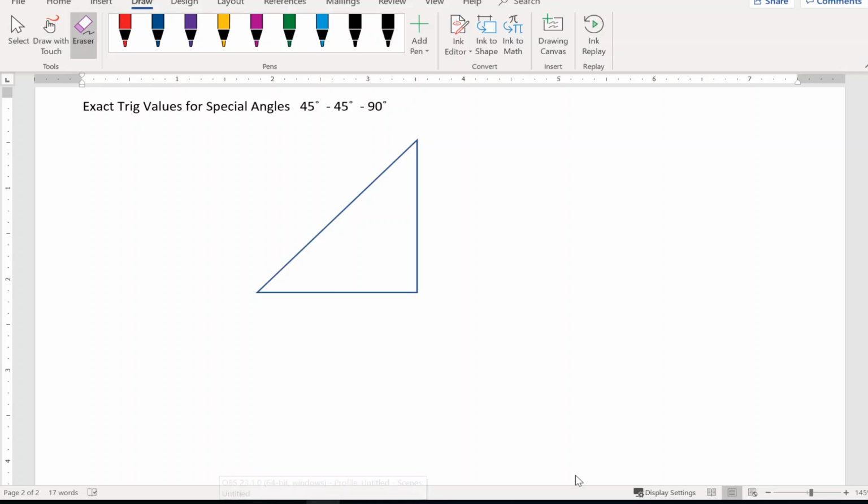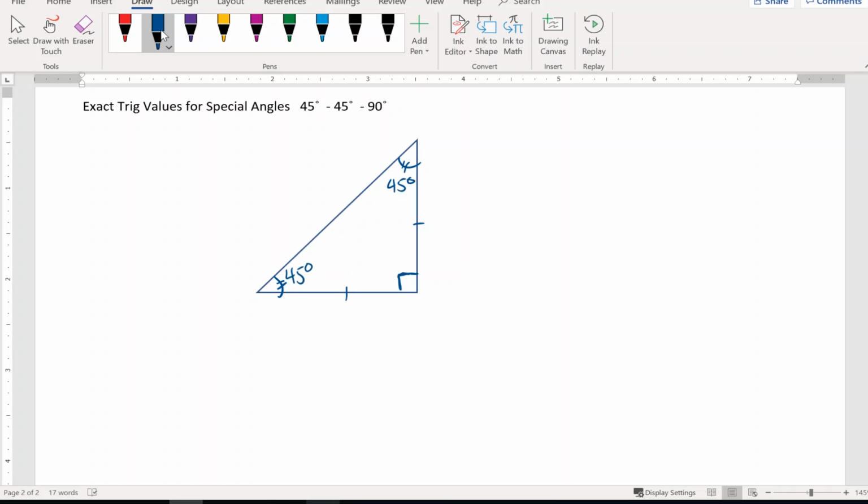Here we're looking at an isosceles right triangle, which means that this angle here is 90 degrees, and these two angles are the same. With an isosceles right triangle, there are two equal sides, and the angles opposite those are equal angles. That means that these angles must be 45 degrees each, and the length of these sides must be the same.